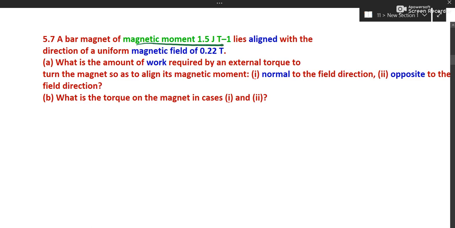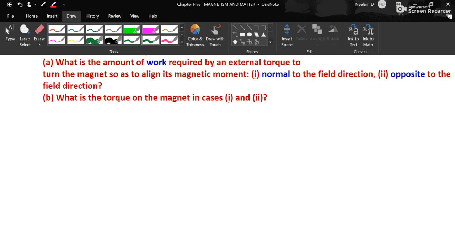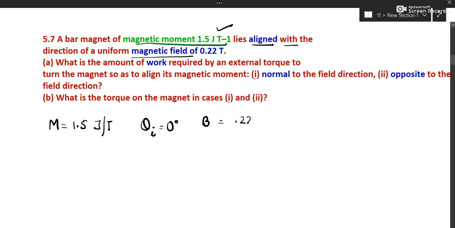Here magnetic moment is given to you. The first quantity given in the question is the magnetic moment. So you can note down the magnetic moment. It's given as 1.5 joules per Tesla. It is aligned. Aligned means the initial angle is 0 degree, aligned with the direction of the uniform magnetic field. Magnetic field is also given as 0.22 Tesla.